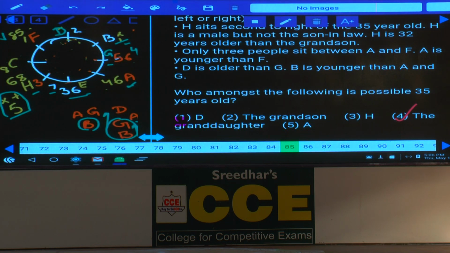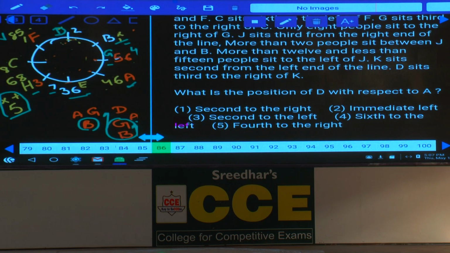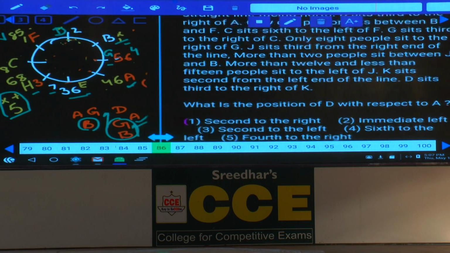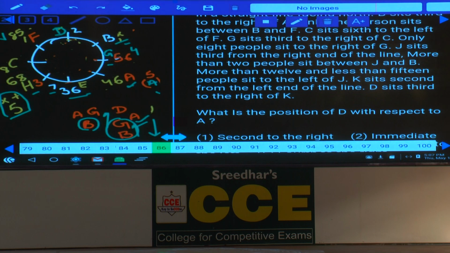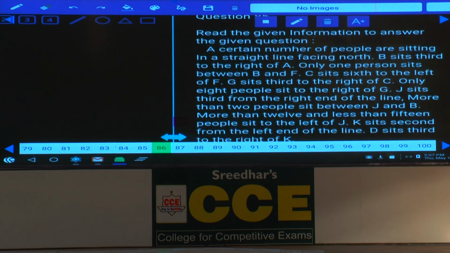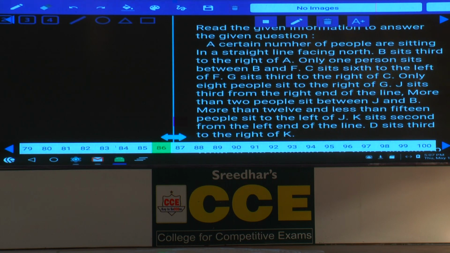Then after this, question numbers 86 to 90. Now in this 86 to 90, tell me what is the answer here? Question numbers 86 to 90. A certain number of people are sitting in a straight line facing north. B sits to the right of A.